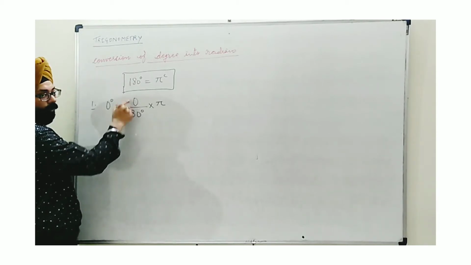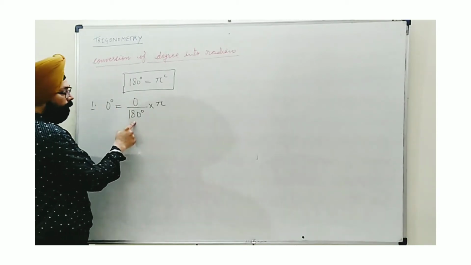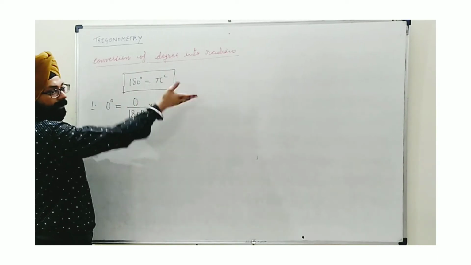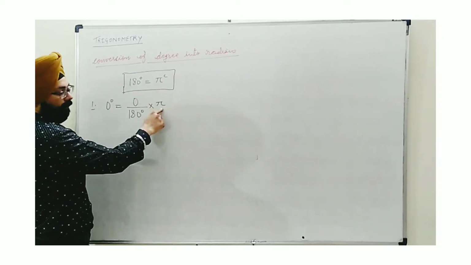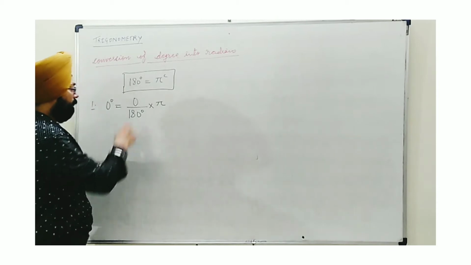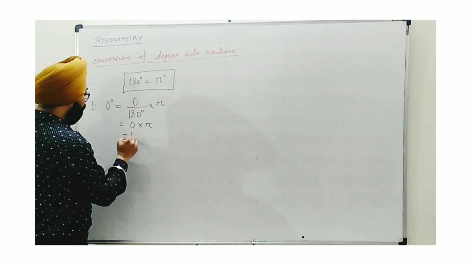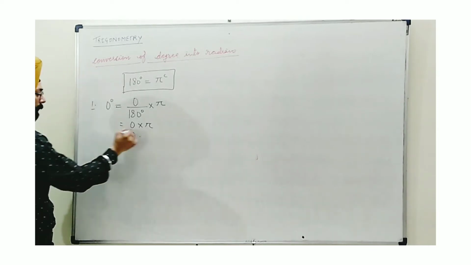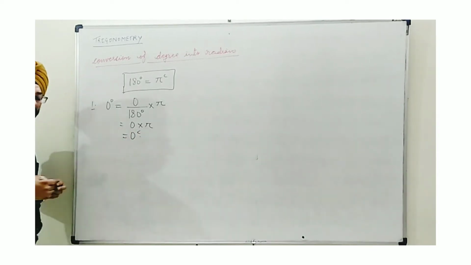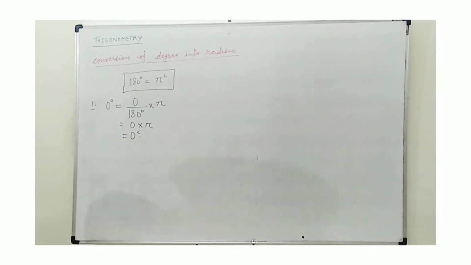We have to divide 0 by 180 degree, and multiply by the other unit. Other unit means pi. Now 0 upon 180 is obviously 0 into pi, so it converts to 0 radian. So whether you write 0 radian or 0 degree, the value remains the same.